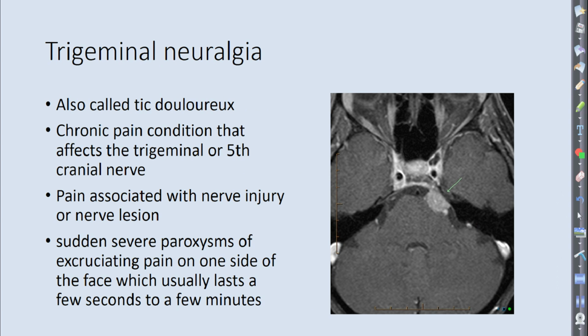Pathology: trigeminal neuralgia. This is a chronic pain condition that affects the trigeminal or fifth cranial nerve. Pain associated with nerve injury or nerve lesion. Usually this is described as excruciating pain to one side of the face, which could last for a few seconds or a few minutes. So where is that lesion at, on the right or the left? Okay. What type of weighting do we have?